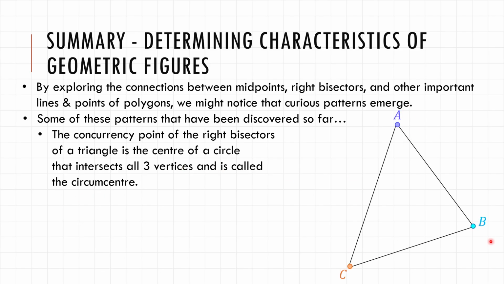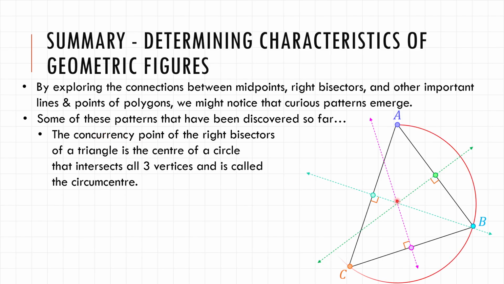So if we have a triangle here, if I plot points at the midpoints and draw a line right through that is perpendicular to that side, that's a right bisector. And if I do that for all three sides, I notice that these three right bisectors all intersect at a very specific point. That is the concurrency point. And that point is the center of a circle, just like that. And that circle intersects all three vertices of this triangle.